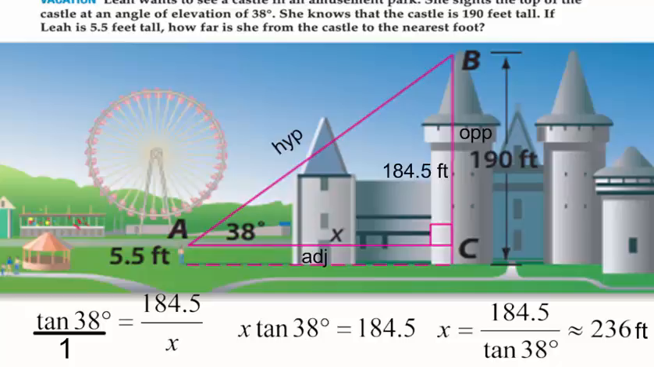Usually we want to include a decimal, but here they're asking us to round to the nearest foot, so we'll keep the nearest whole value. So we can conclude that Leah is about 236 feet away from the castle.